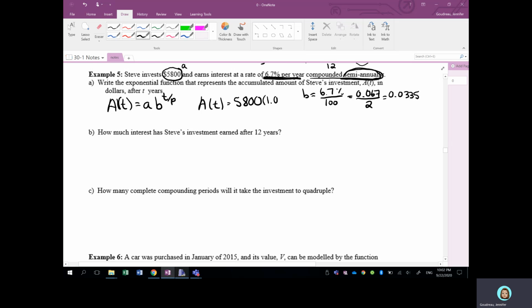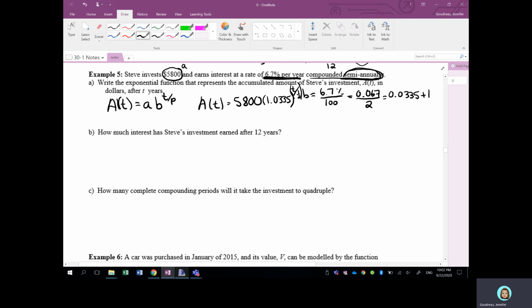Now we're going to take that and we're going to add 1 to it. So we have exponential growth, and so the original investment gets added in. So our base is 1.0335. Our p-value, because we are compounding twice per year, that means every half year. So we're going to have t over 1/2.